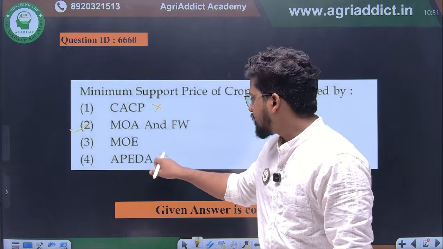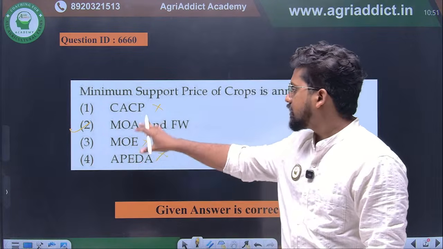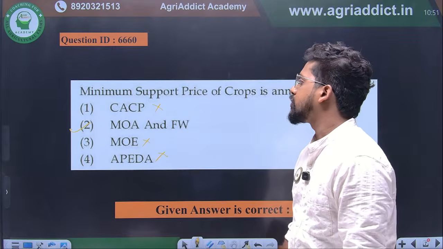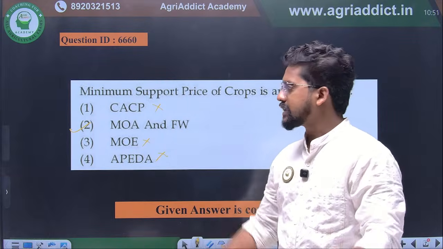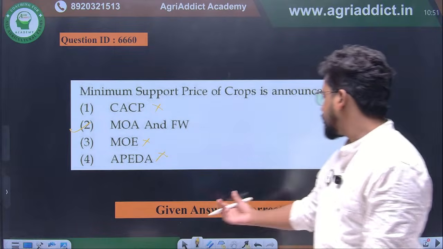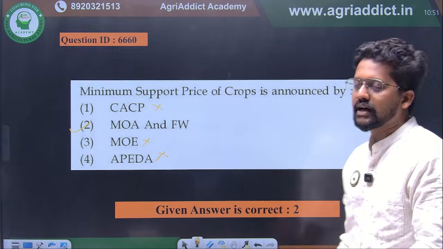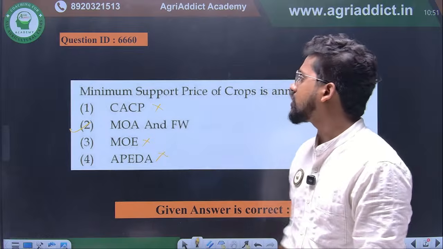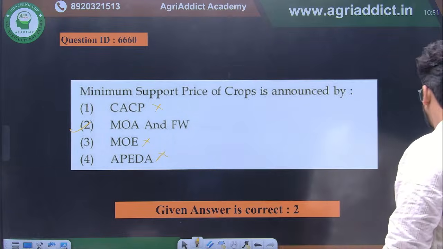There is no APEDA, MOE, none of them are actually involved in the minimum support price. There are only two key players in the case of minimum support price. One is CSCP and another one is Government of India. So therefore, the given answer is correct. The second answer, the answer key is also correct. So therefore, there is no confusion regarding this question.